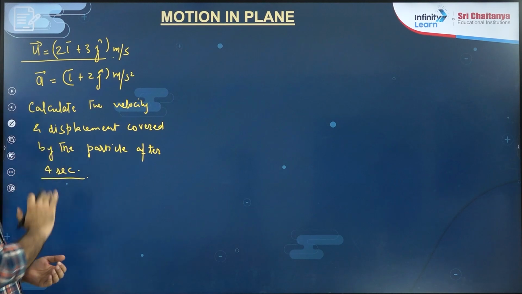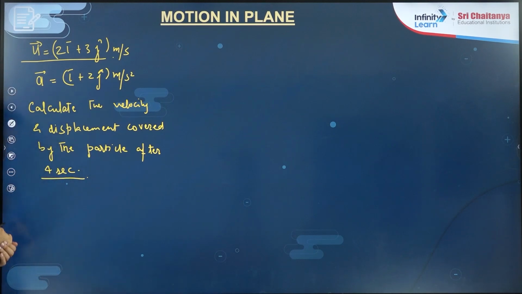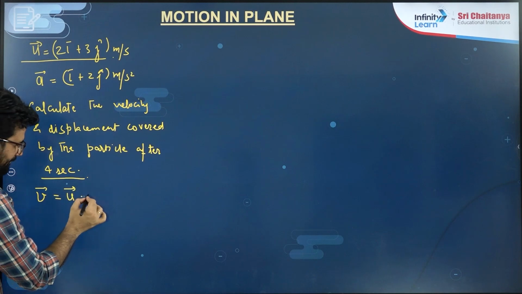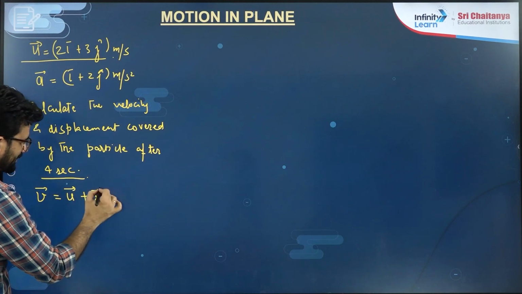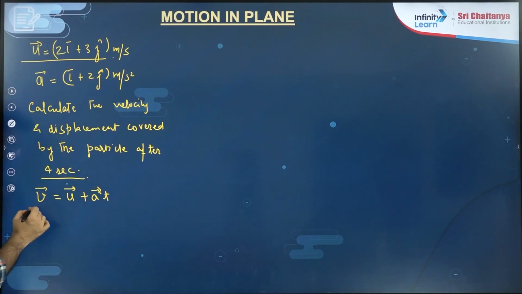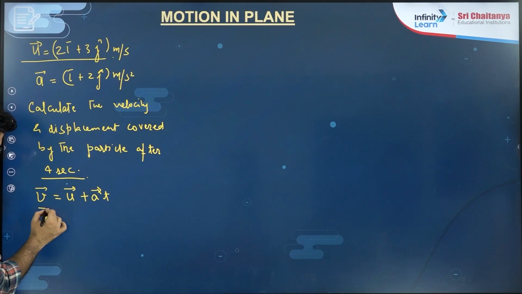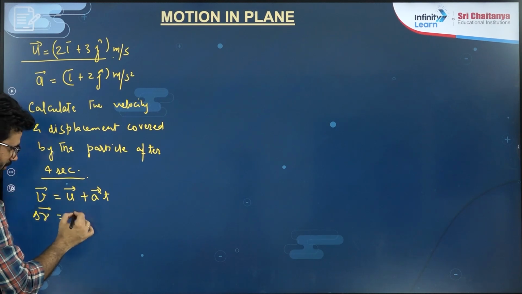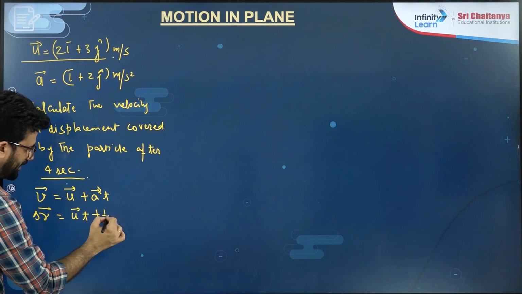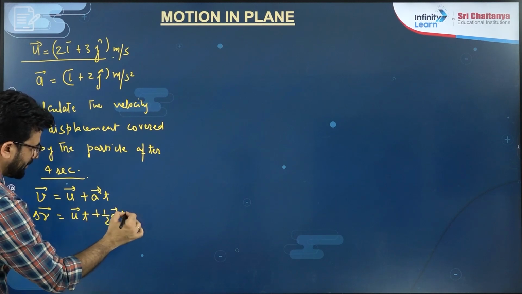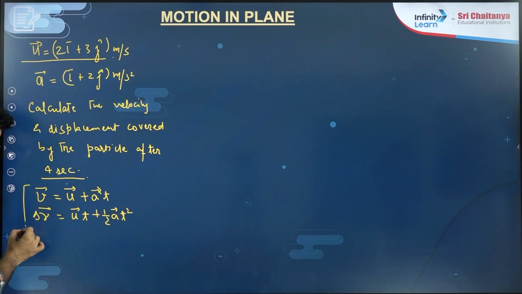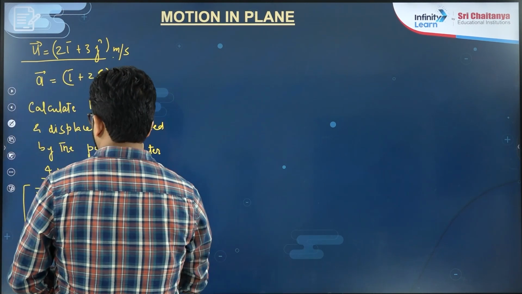We already know the equations of motion. From the equations of motion we can say v equal to u plus at, which we can apply. The second, delta r, the displacement vector, is equal to ut plus half at square. These two equations we are going to use, and then we can calculate the displacement as well as the final velocity. Okay, let's see how to solve this part.